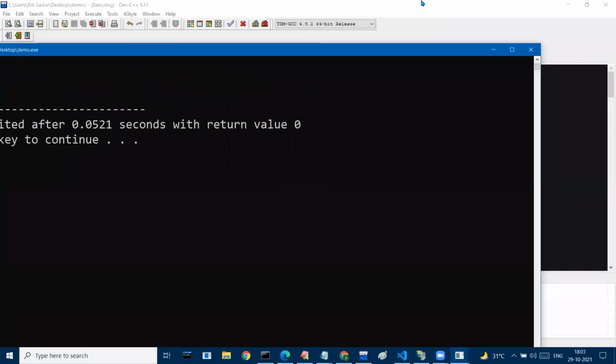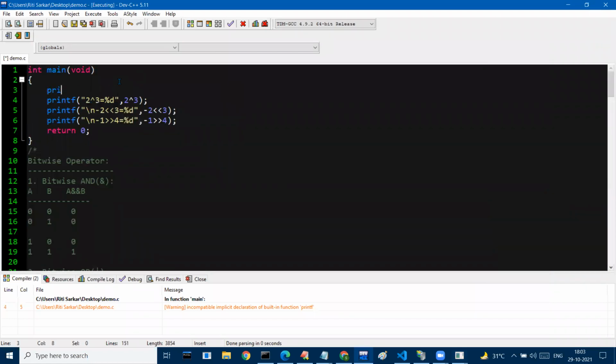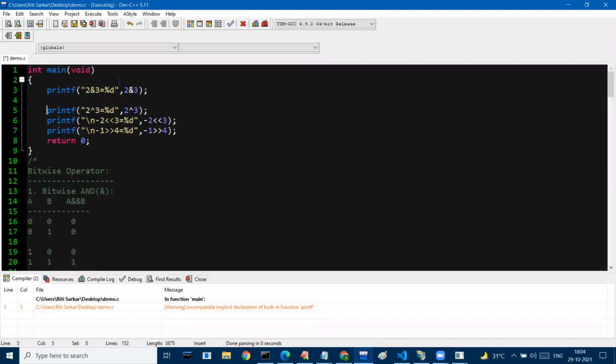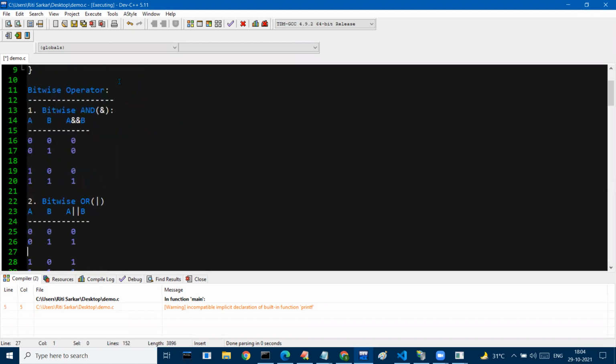Once we have done this, why not the remaining two? Simple. printf, same. One is with bitwise AND, and another is with bitwise OR, only one bar sign. Then a newline. First one is what? Bitwise AND. What will happen?